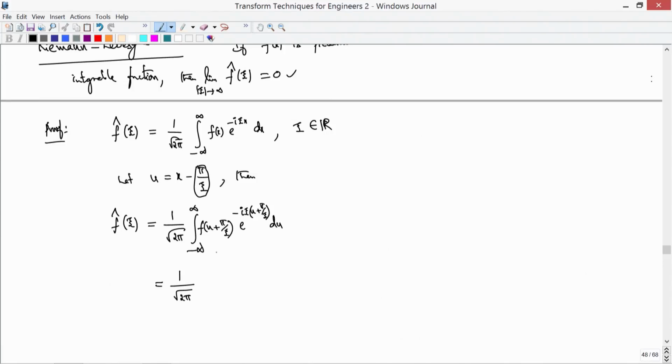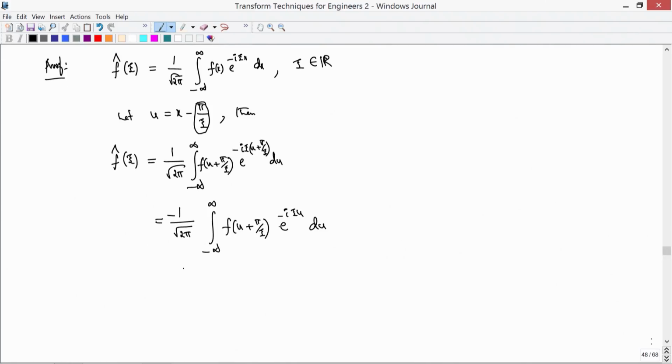So the integral from minus infinity to infinity of f of u plus pi by xi, times e power minus i xi u, and what you have is e power minus i xi into pi by xi, that is e power minus i pi, that is cos pi, which is minus 1. So minus 1 comes out. Now take the average of these two, the sum of this and take half of that. So you have f cap of xi, that is the trick.